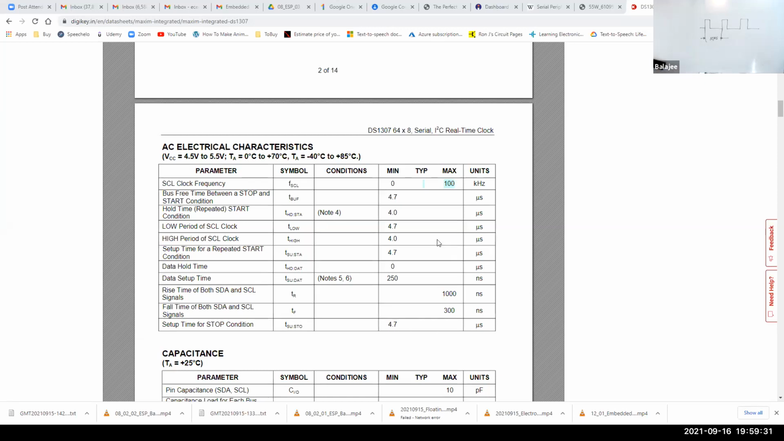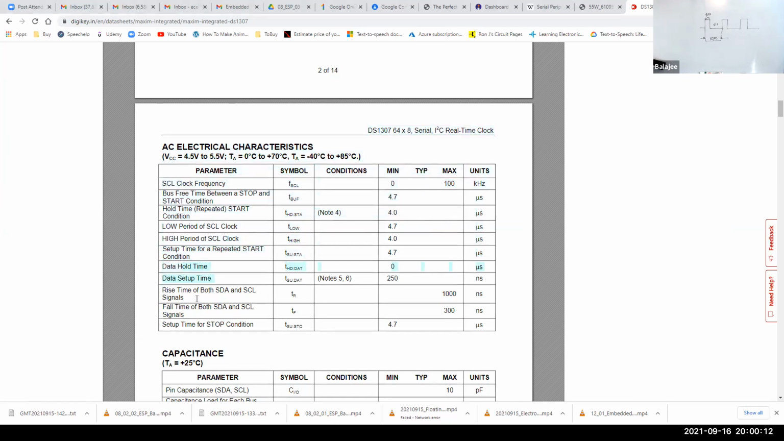Then he has given all the things. What should the low period be? If you put a high period, it should be 4 microseconds. Out of 10 microseconds, this has to be 4 microseconds, and this has to be a minimum of 4.7. They have given only minimums. That means if you don't meet these, then the I2C will not work. We will discuss this later, maybe today itself. Setup and hold time, these two are very important. You should know that.